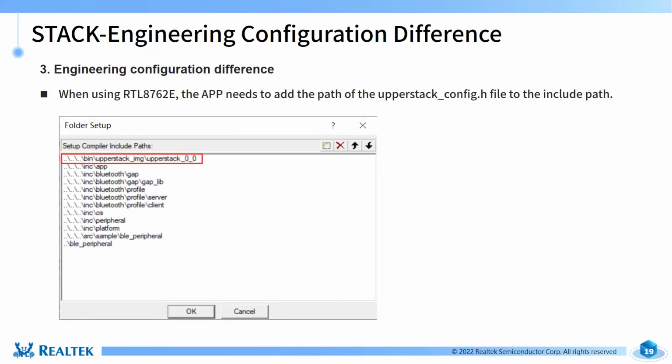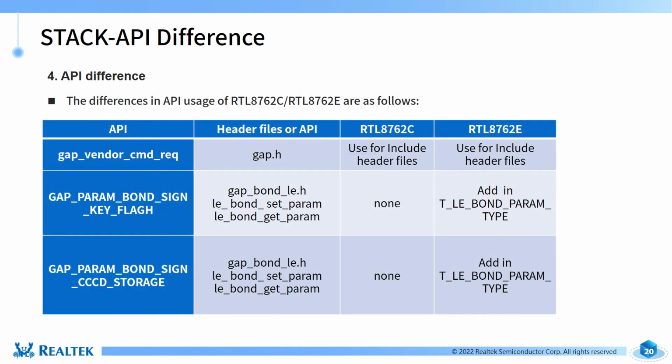Here's the third part of stack, the difference in engineering configuration. When using the RTL8762E, the app needs to add the path of the upper stack config.h file to the include path. Here's the fourth part of the stack, API differences. The differences in API usage of the RTL8762C and the RTL8762E can be referred to in this table, including the three APIs of GAP vendor CMD REQ, GAP RAM bond sign key flash, and GAP RAM bond sign CCCD storage.